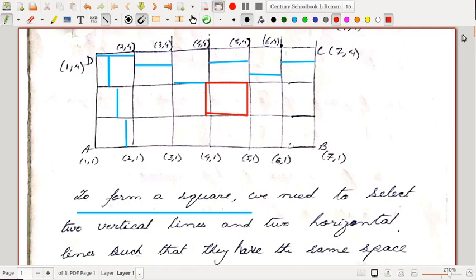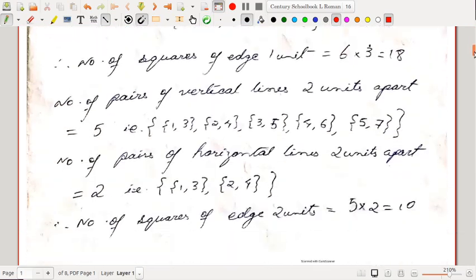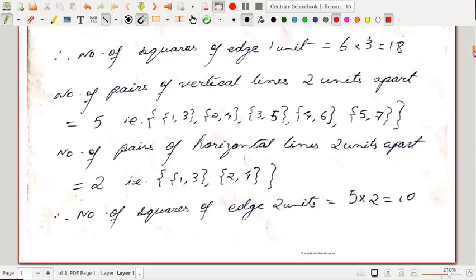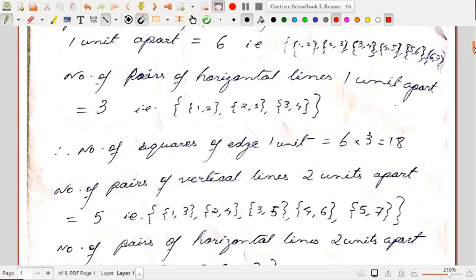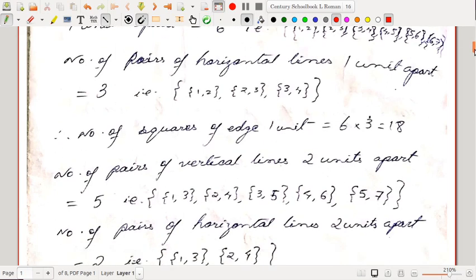So this way we can get one square. The number of pairs of vertical lines that are 1 unit apart is 6, and the number of pairs of horizontal lines that are 1 unit apart is 3. So the number of squares of edge 1 unit is 6 into 3, that is 18.